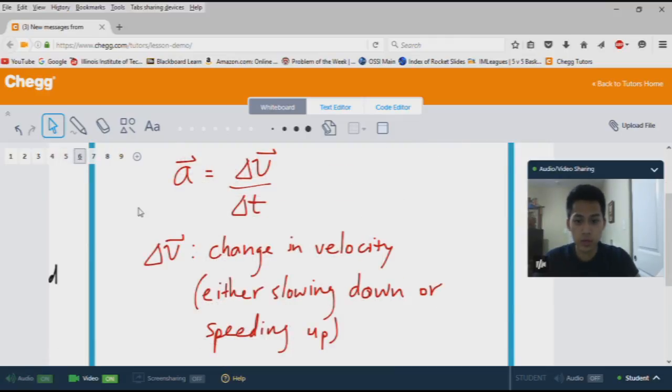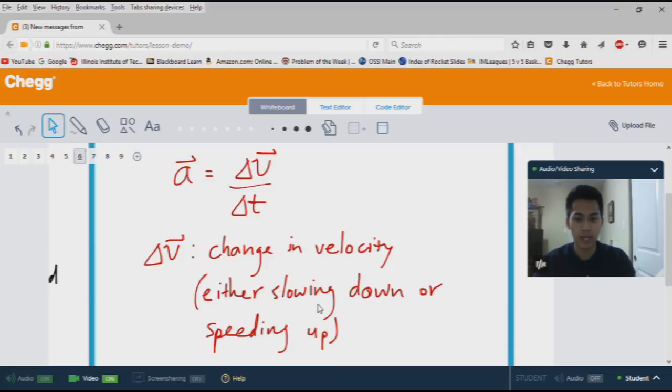The equation for acceleration is equal to the change in velocity over the change in time. Again, it's the rate of change in velocity. Here we have delta v, and again that is the change in velocity. I want you to note that a change in velocity can mean either slowing down or speeding up.